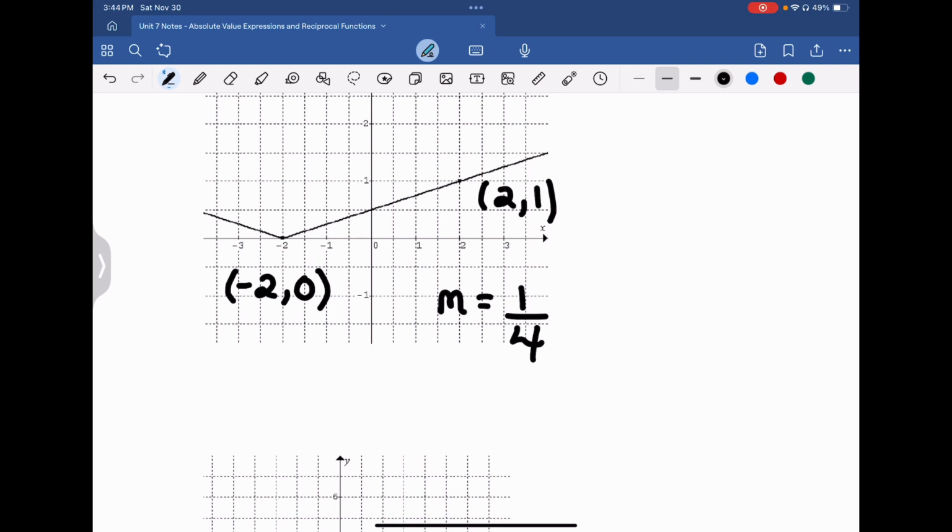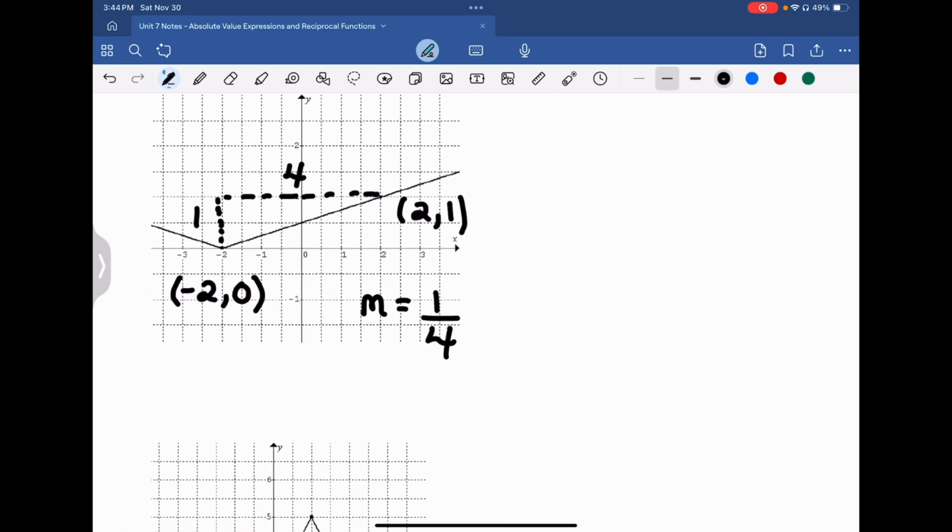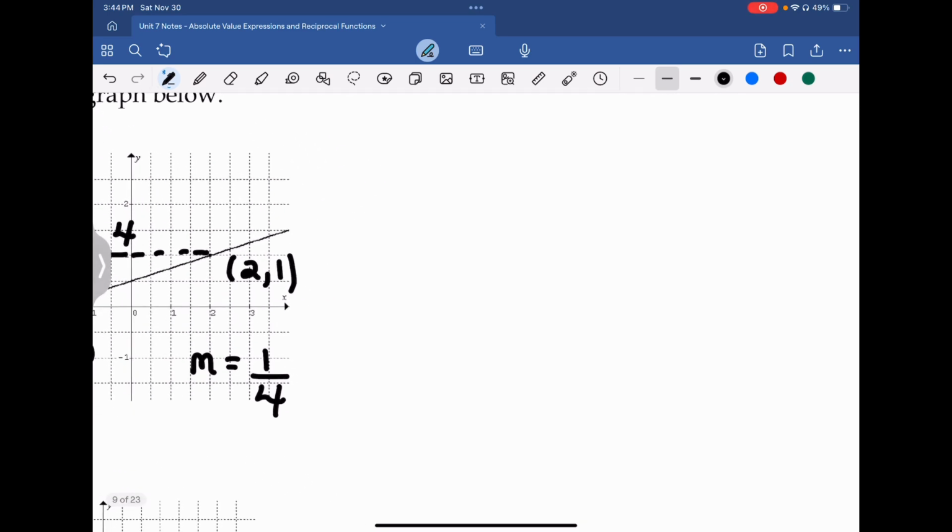So if we have this 1/4, and maybe I can even put this as a dotted segment here. So dotted, dotted, dotted, there we go. We go up by our 1 unit, and we go over by 4 units, giving us our m equals 1/4. What I'm going to do is, if I know my vertex and I know my slope, I can put this all together in the following way. Therefore, as a piecewise function, our original function is equal to the following segments.